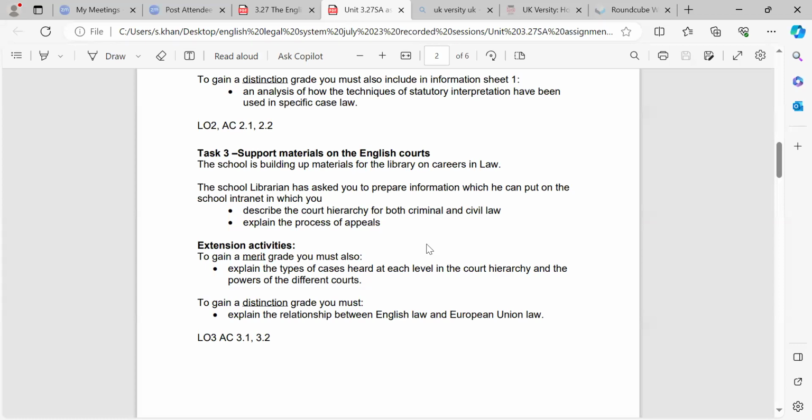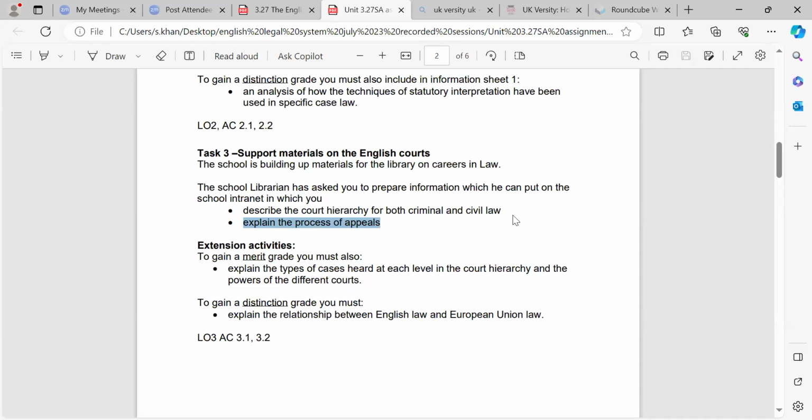Here, the school librarian has asked you to prepare information which he can put on the school intranet. For the pass elements, you need to describe the court hierarchy for both criminal and civil law, so make sure you have that as a heading. For the second part of the pass criteria, with its own heading, you need to explain the process of appeals. This is for the pass criteria for task 3.